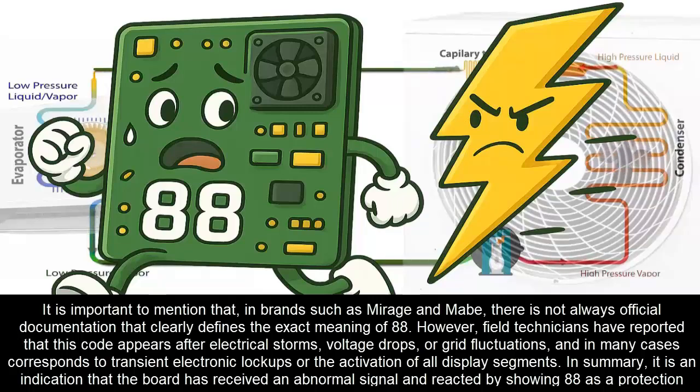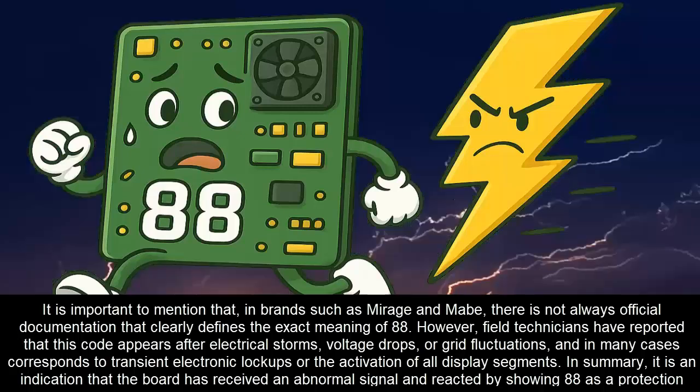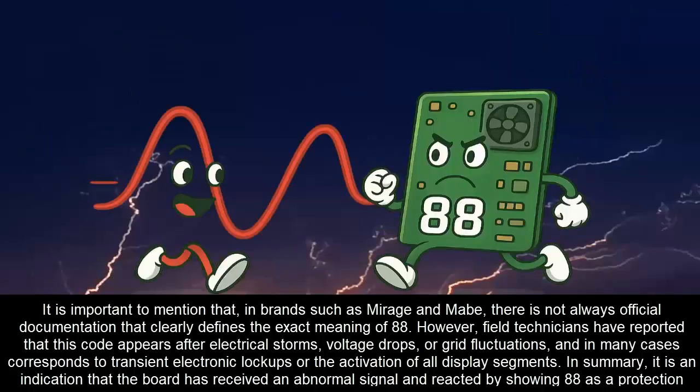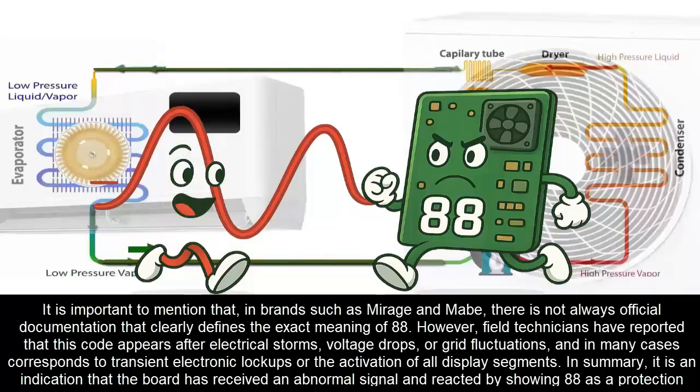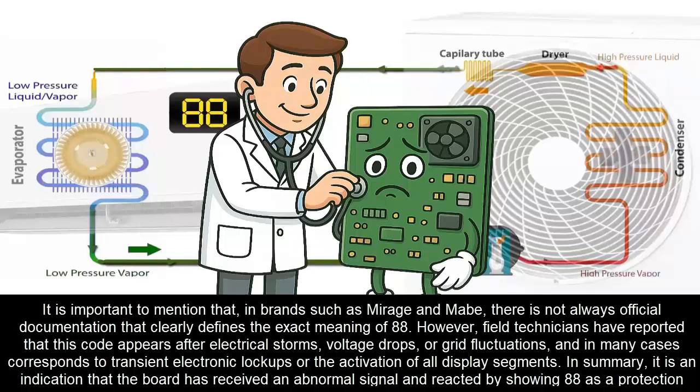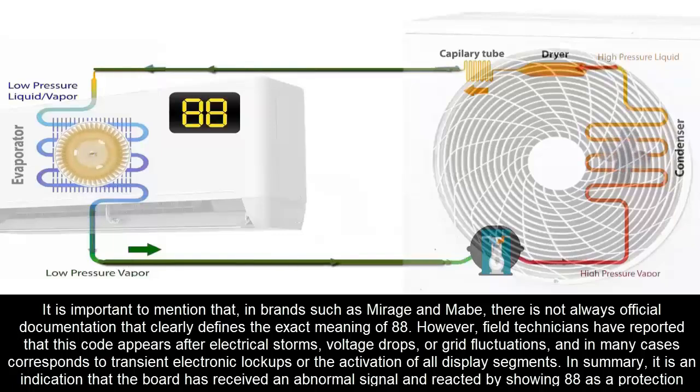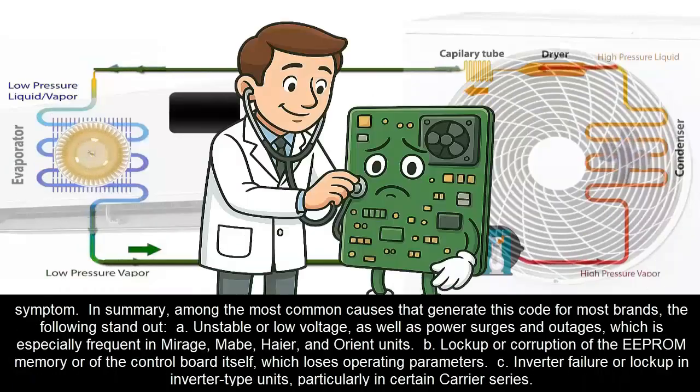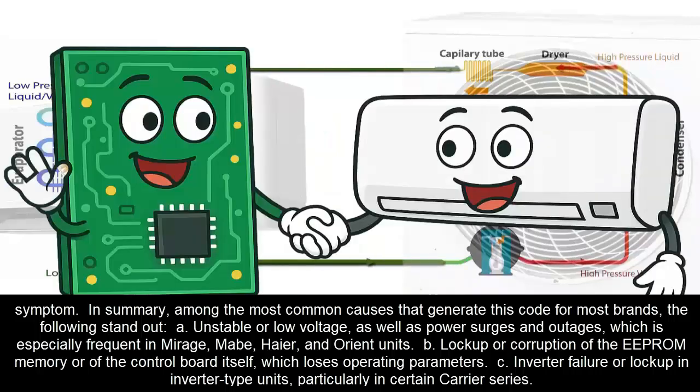However, field technicians have reported that this code appears after electrical storms, voltage drops, or grid fluctuations, and, in many cases, corresponds to transient electronic lockups or the activation of all display segments. In summary, it is an indication that the board has received an abnormal signal and reacted by showing 88 as a protection symptom.